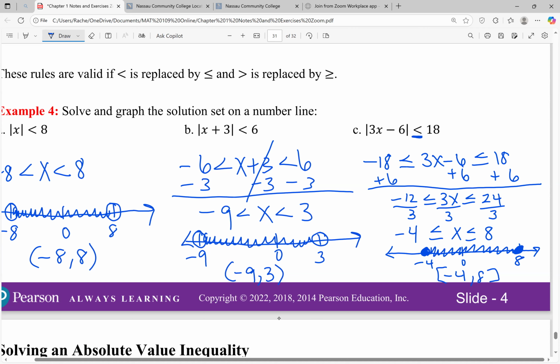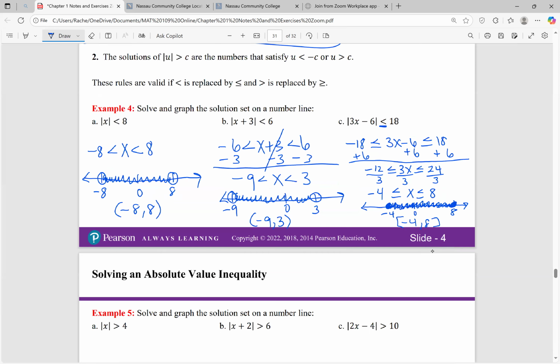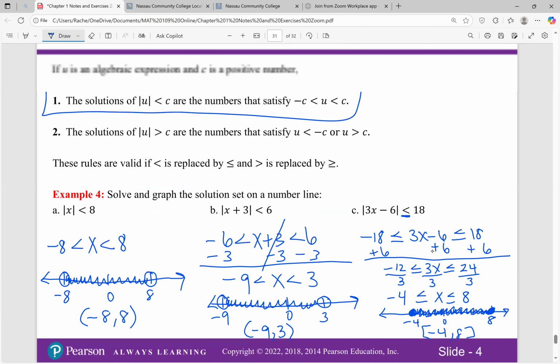And again, you could always check your answers by picking values that are within the shaded area, right? And it should make a true statement when you plug back into the original. And if you pick any values that are outside of your shaded area on the number line, they shouldn't work when you plug them into the original inequality. So that's how we solve absolute value inequalities that are less than or equal to. We solve for u, or whatever the expression is inside the absolute value, is between negative c and positive c.